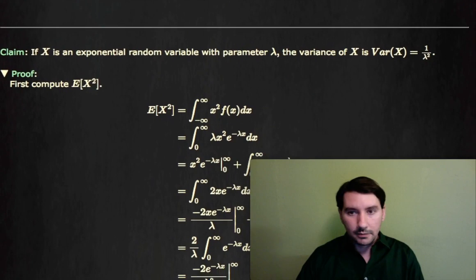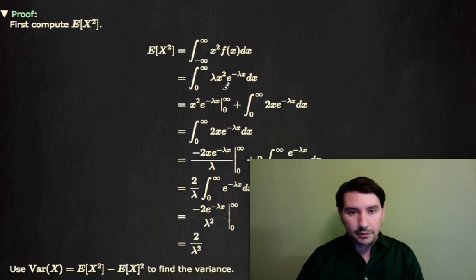And to find the variance, we once again compute the expected value of X². So we're looking at the integral from negative infinity to infinity of x² f(x) dx, or in other words, the integral from 0 to infinity of λx² e^(−λx) dx, once we plug in the PDF.